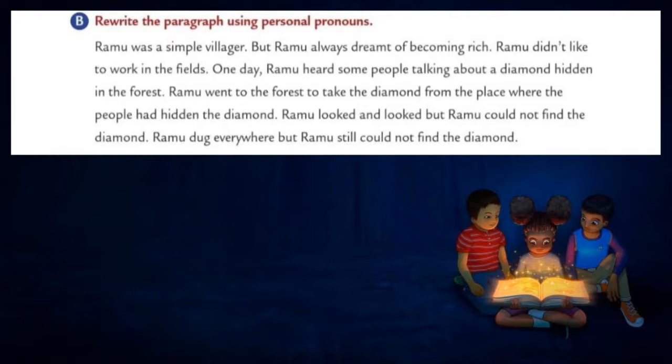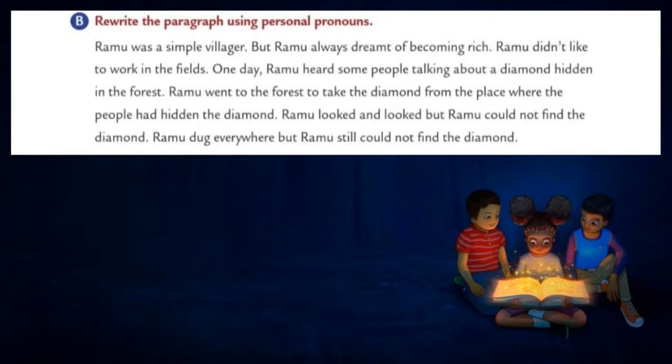So, what happened here? We used the name Ramu again and again. Not only Ramu, the people and diamond are also words repeated in this paragraph frequently. So what do we do now? We can use personal pronouns for that. We can replace Ramu with he to avoid repetition, and diamond with it. And one more thing, the people, we can replace with they.